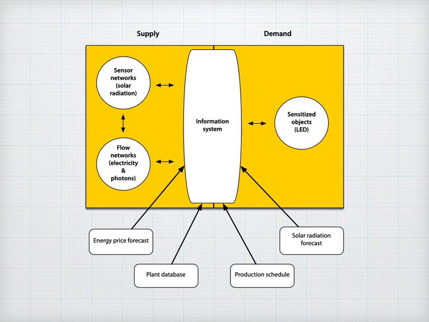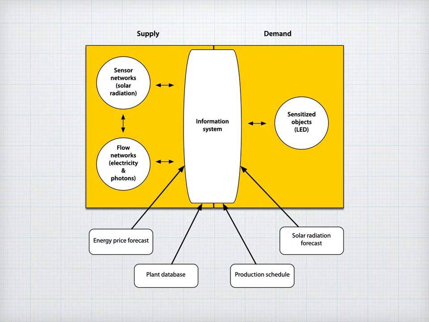There are 2 flow networks to manage: the electricity flow network for providing energy to drive the LED lamps, and also we need to manage the number of photons being generated in order to supplement the growth of the plant. The third element is the LED lighting. This is the sensitized object that we can turn on and off and adjust the number of photons to be received by the plants at any time.